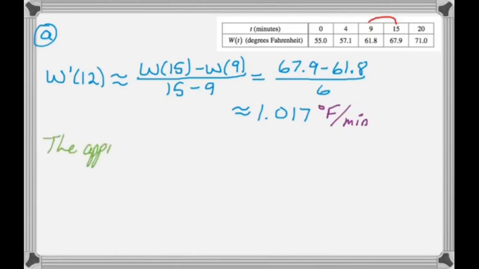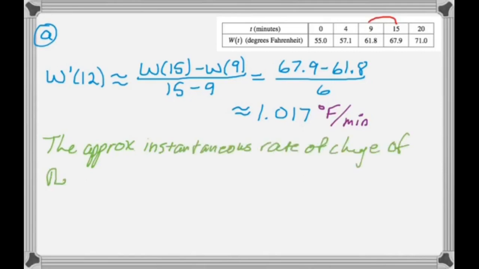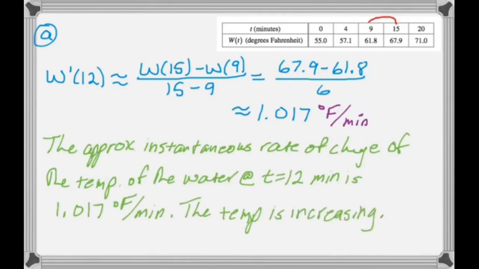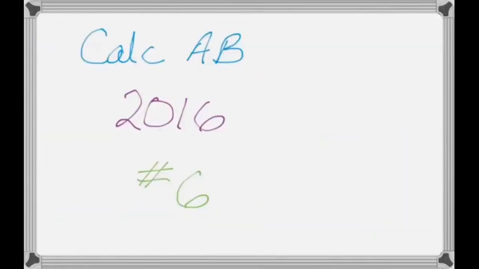So that's the approximate instantaneous rate of change of W, which is the temperature of the water at t equals 12 minutes, is 1.017 degrees Fahrenheit per minute. And so the temperature is increasing. I mean, it's not 100% clear to me what they want me to say on that. So that's my interpretation. And the next thing is I need to use the table.